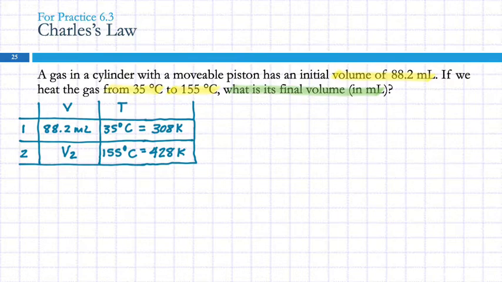So we're trying to find volume 2. We've got volumes and temperatures. We need the simple gas law that has volumes and temperatures in it, which is Charles' law that we just learned about, and that's V1 over T1 is equal to V2 over T2. So the thing we're trying to find is V2.